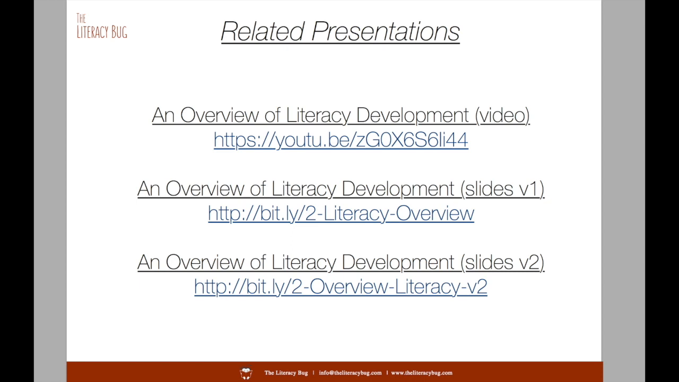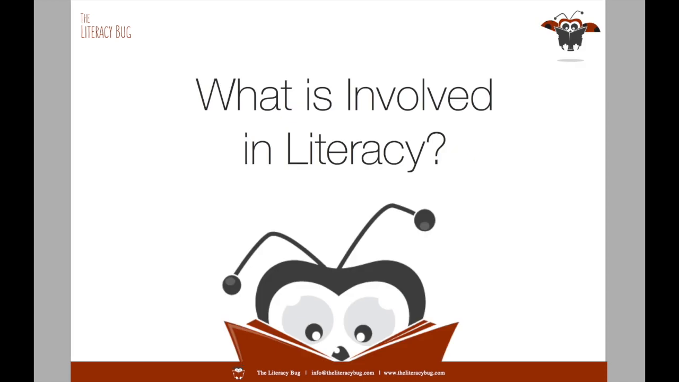Now, bear in mind that the slide that we'll be discussing today about what is involved in literacy actually doesn't appear in the original presentation. It's been added in version 2 of the slides, which is also an attempt to trim and focus on the main principles of the topic. So for today, we will go back to this notion of what is involved in literacy.